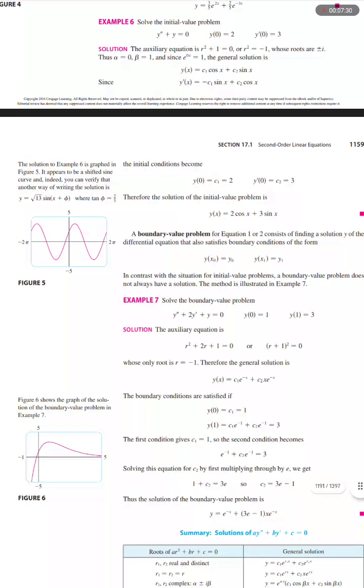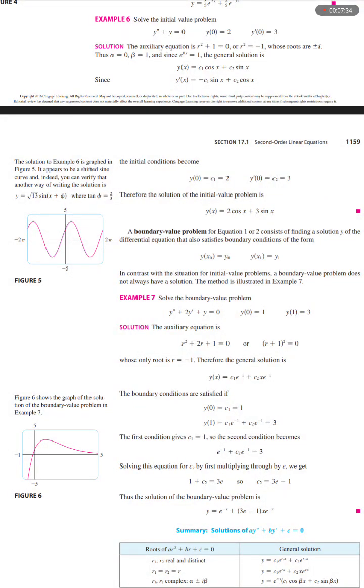A boundary value problem for equation 1 or 2 consists of finding a solution of the differential equation that also satisfies boundary conditions of the form y of x sub naught equals y sub naught and y of x sub 1 equals y sub 1. In contrast with the situation for initial value problems, a boundary value problem does not always have a solution. The method is illustrated in example 7.